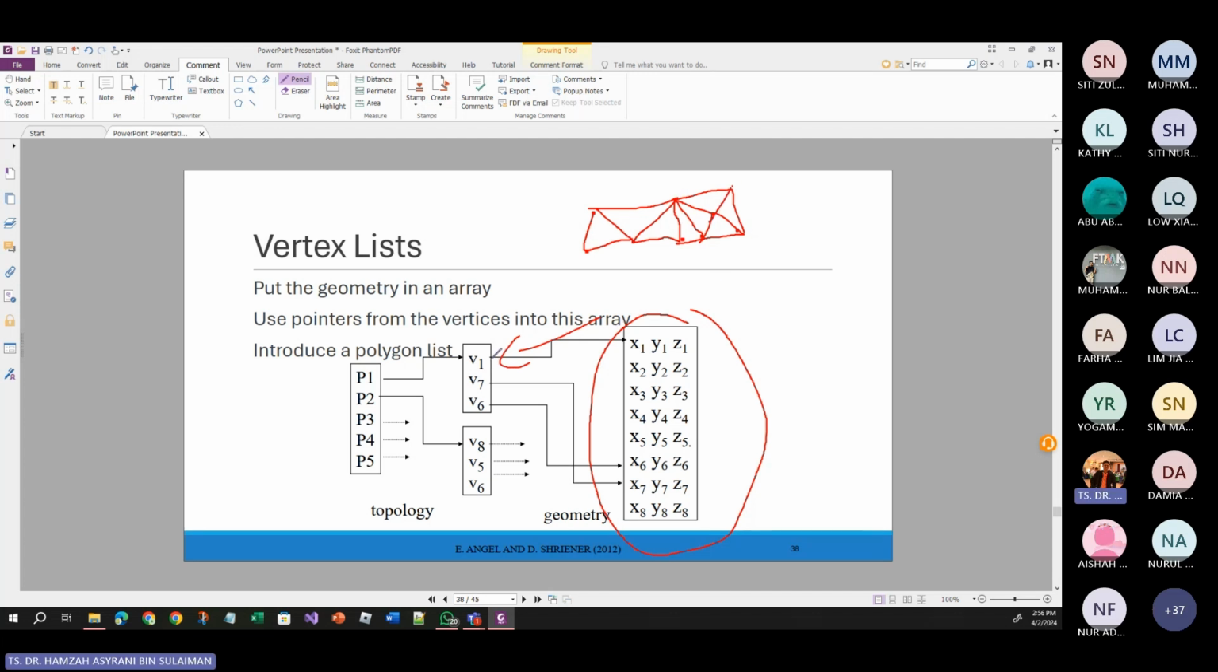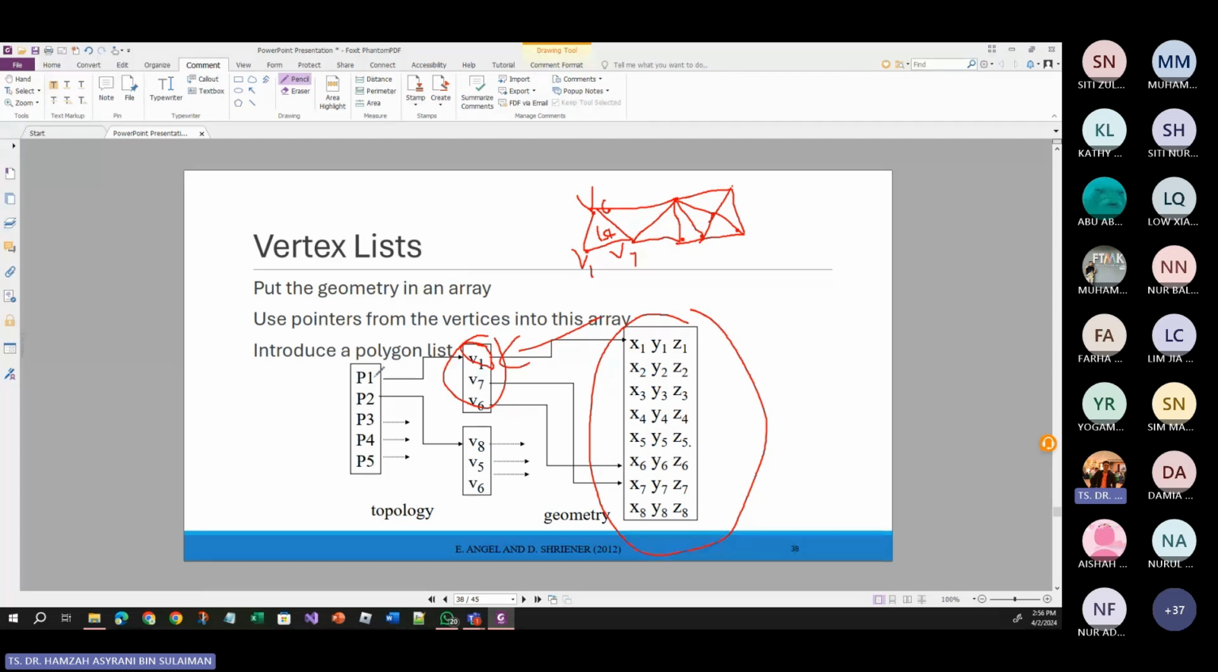Okay. So you need to give, for the first triangle, this one, the first triangle, first is this one, mention of V1, maybe even here, V7 here, V6 here. This is for example only. Okay. And then you put into some sort of polygon topology.